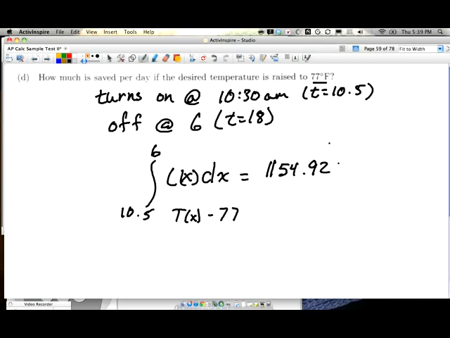$54.92. That's a pretty big drop in cost just by saying that we'll raise the desired temperature to 77 degrees instead of starting it at 70. That's something to consider, those of you that are going into businesses. All right, next.